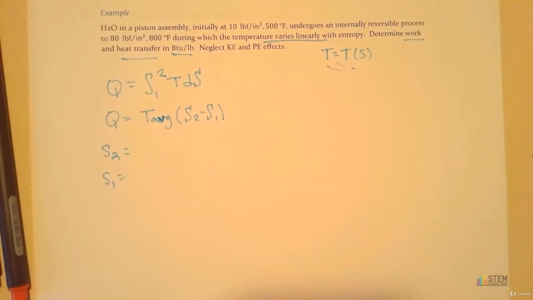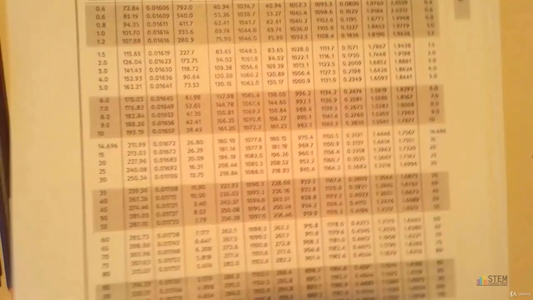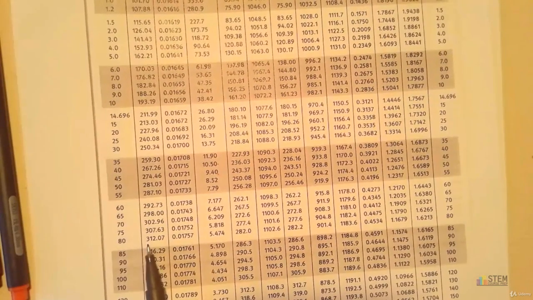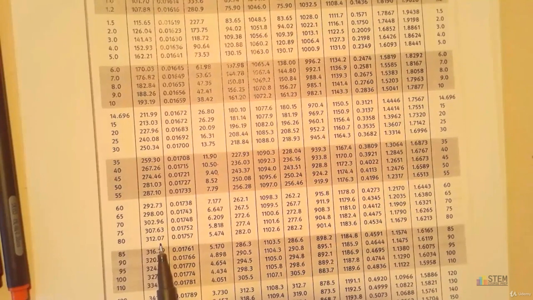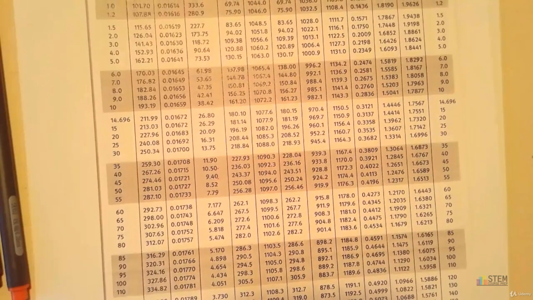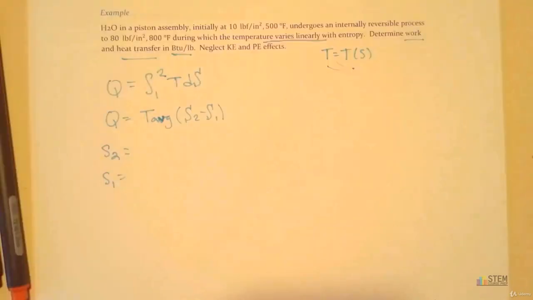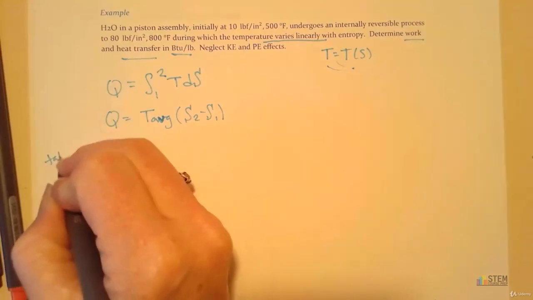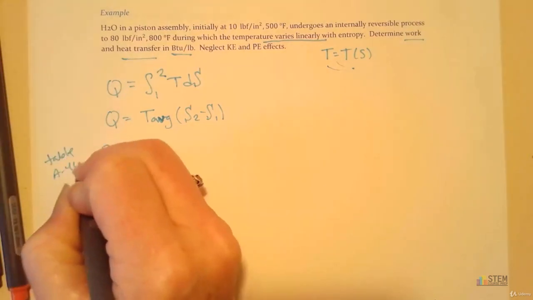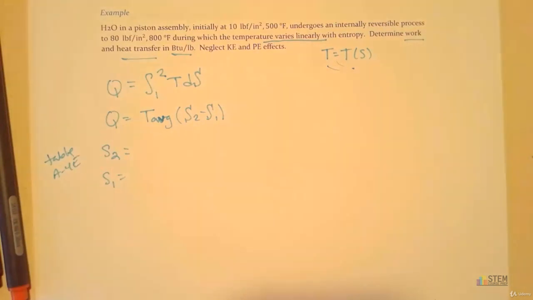And let's just go ahead and check the second condition. We're going to a pressure of 80. And you can probably guess. So 80, our saturation temperature is 312. We're at a temperature of 800, so obviously same table. So now we go to table A4E. Let's write that down. So table A4E. And then we're going to look up our properties.